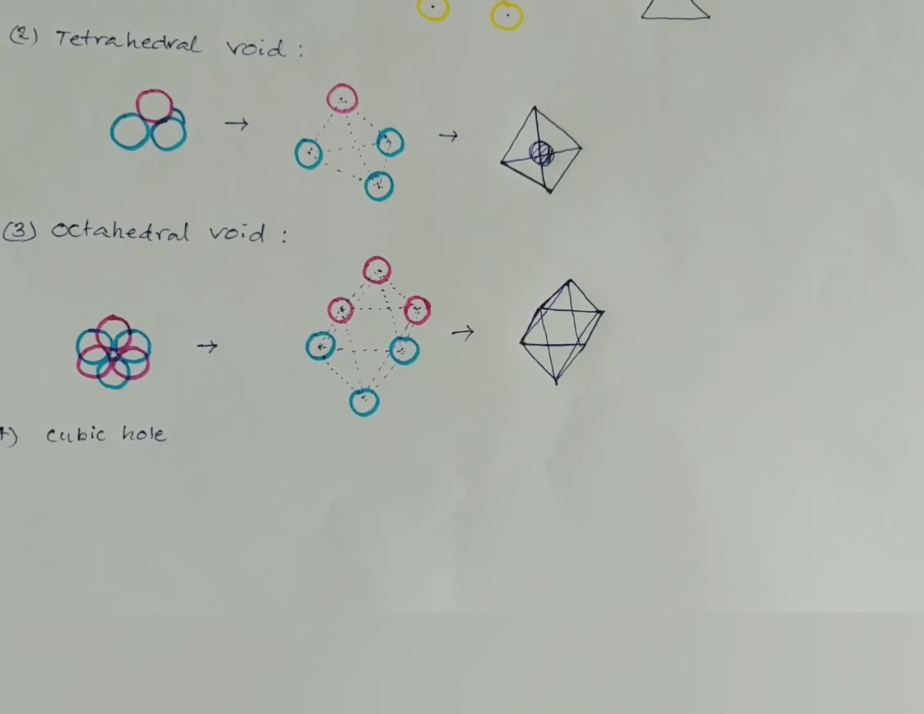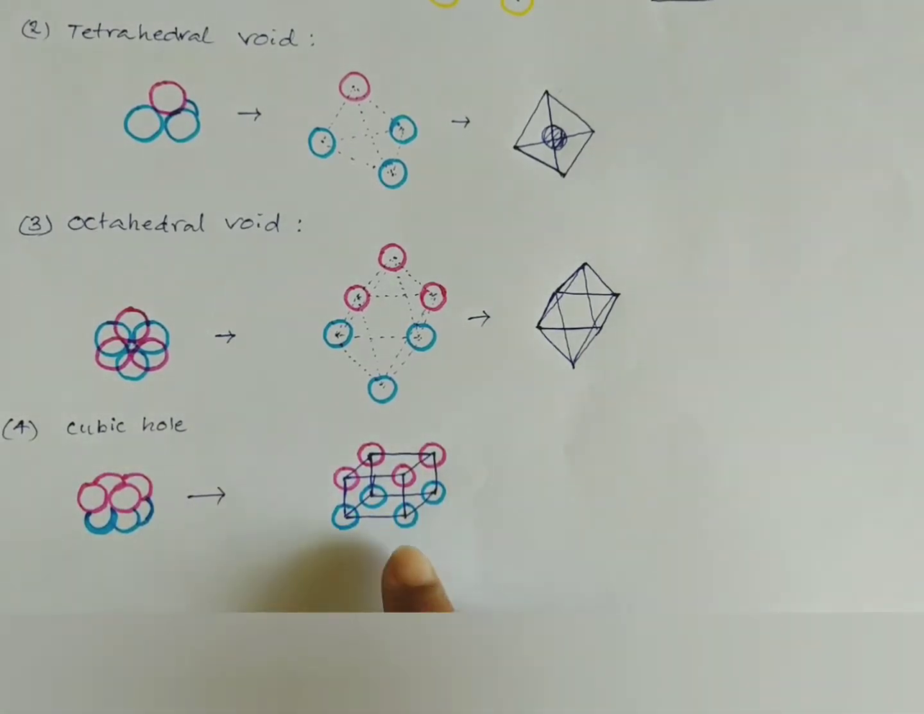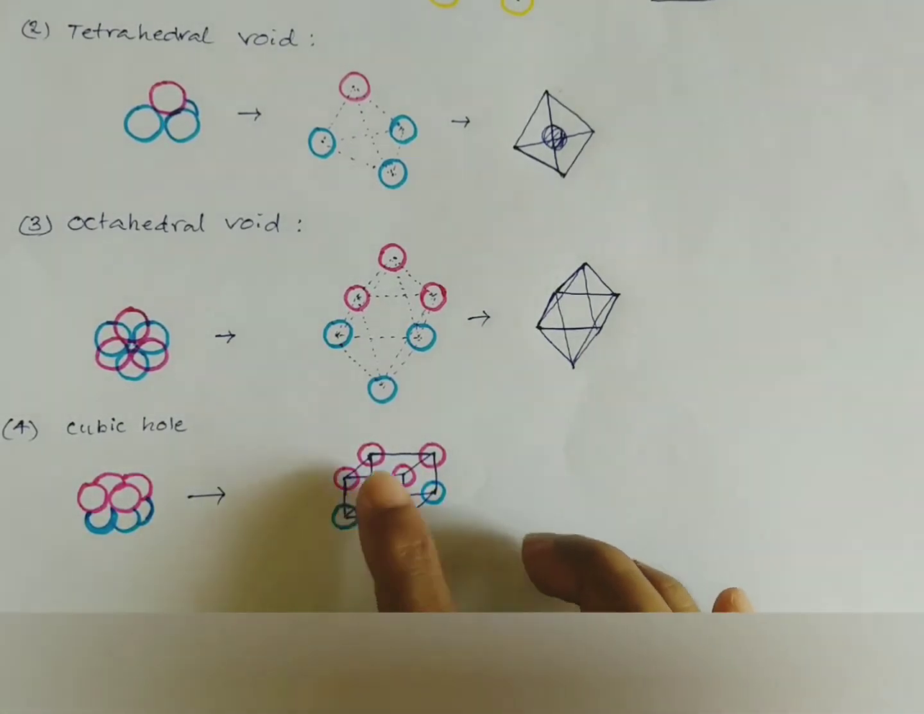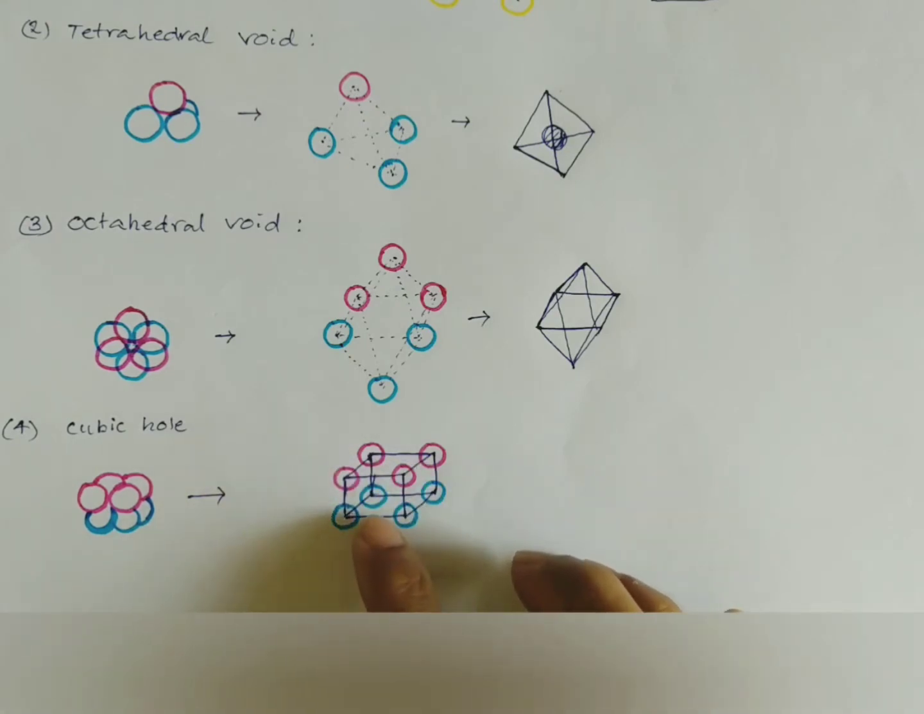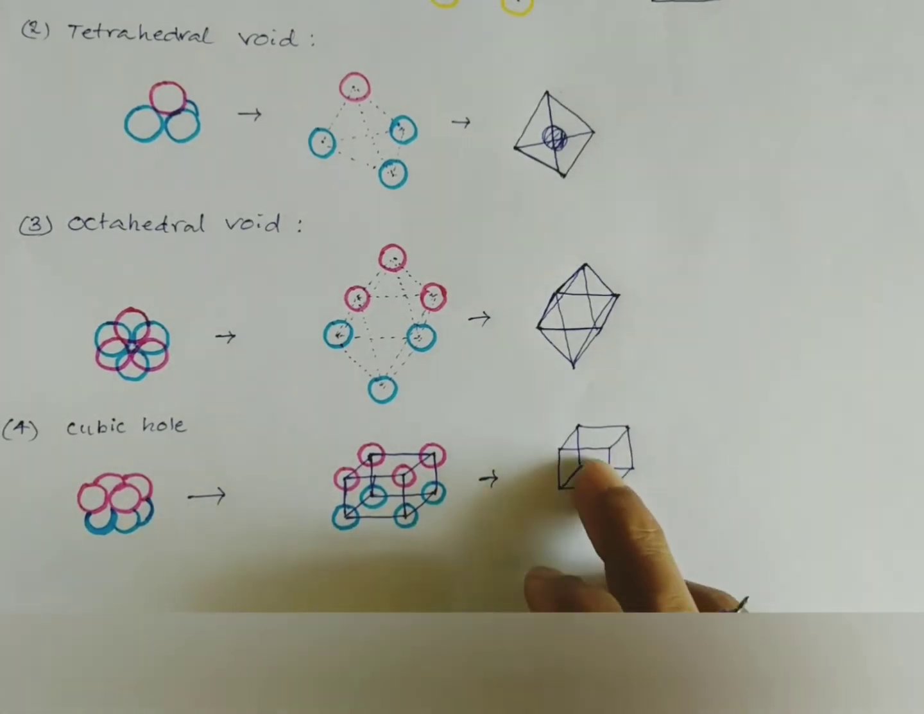Cubic hole is created by 8 atoms. So these are the 8 atoms. 4 atoms are there in the first layer. 4 atoms are there in the second layer. The empty space between these 8 atoms is known as cubic hole. So this is how the arrangement looks like. And if you join these nuclei by using imaginary lines, you will get the shape of a cube like this. Now this is cubic hole.